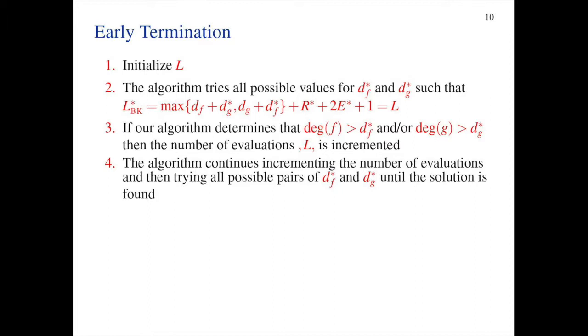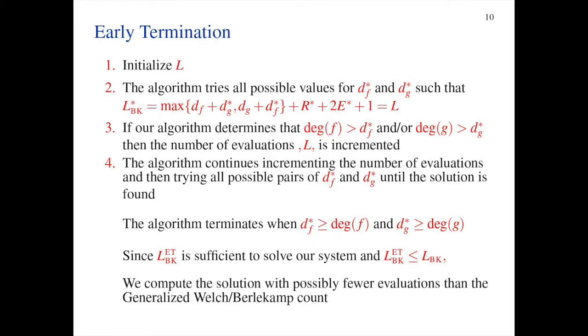So you can start with an initial L, the amount of evaluations you want to use, and then you try different values for df star and dg star in this new count, lbk star. What the algorithm will return to you is whether or not you've actually surpassed the degree of f and the degree of g. If you haven't, then you can increase L and then retry values for df star and dg star. And the algorithm will terminate exactly when you've surpassed those bounds.